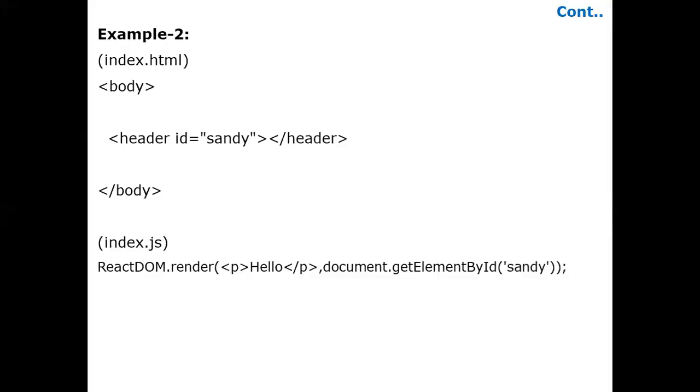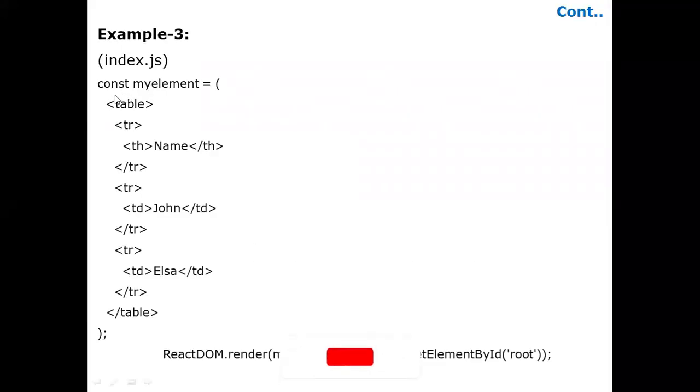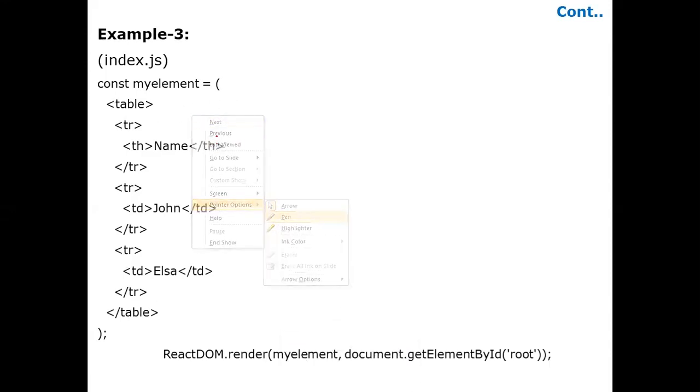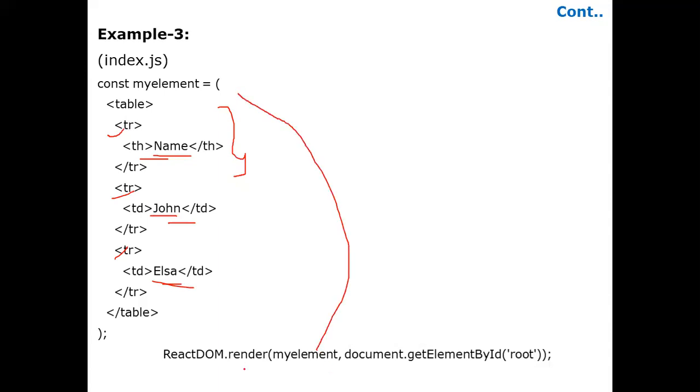Next example, Example 3. Previously, we only had an element passed. Now as the element, you can take an entire table consisting of rows. In the first row, the heading is name. Under the name, we have the second row, John, and third row, Elsa. So these names we are displaying. This is a simple table having the first row, second row, third row, each consisting of 1 column. Just we are calling my element as a parameter for render: my element, comma, where I need to display, at root.